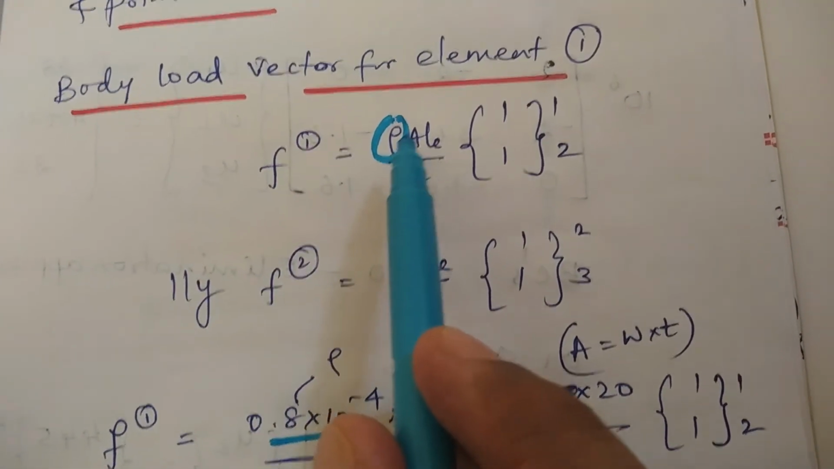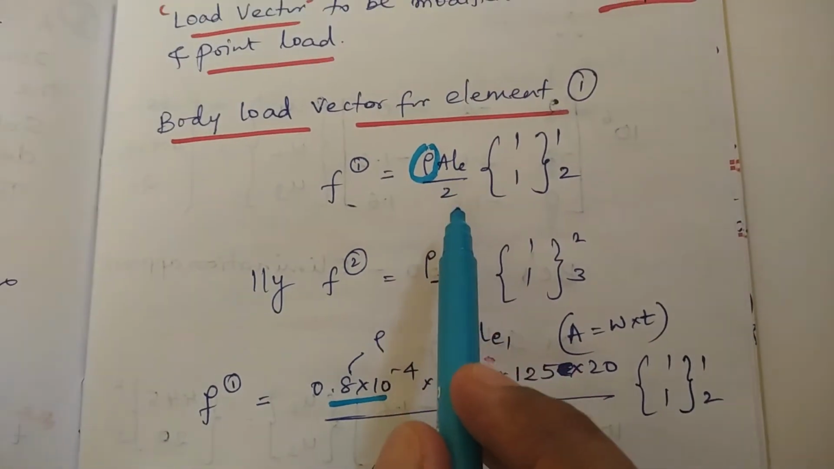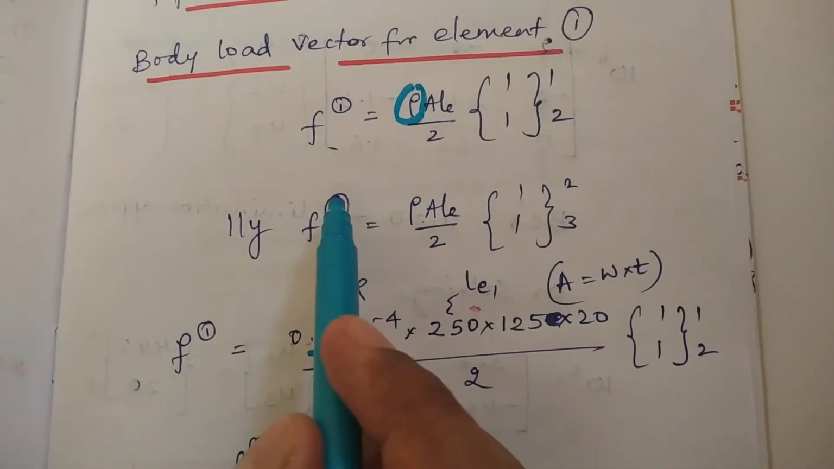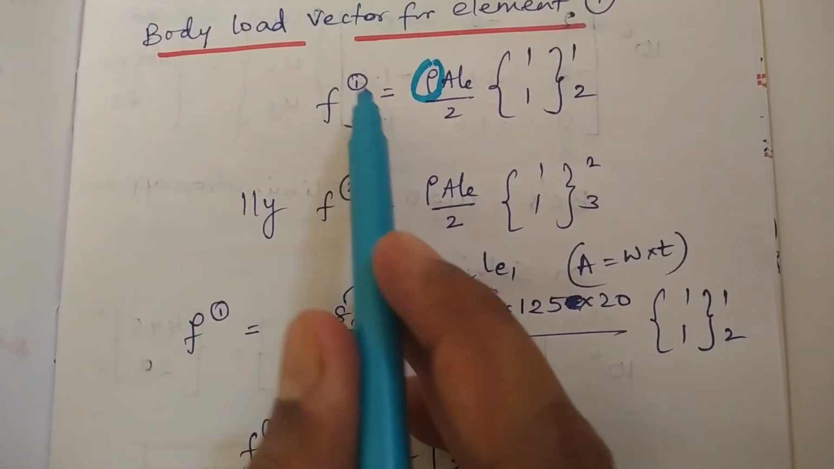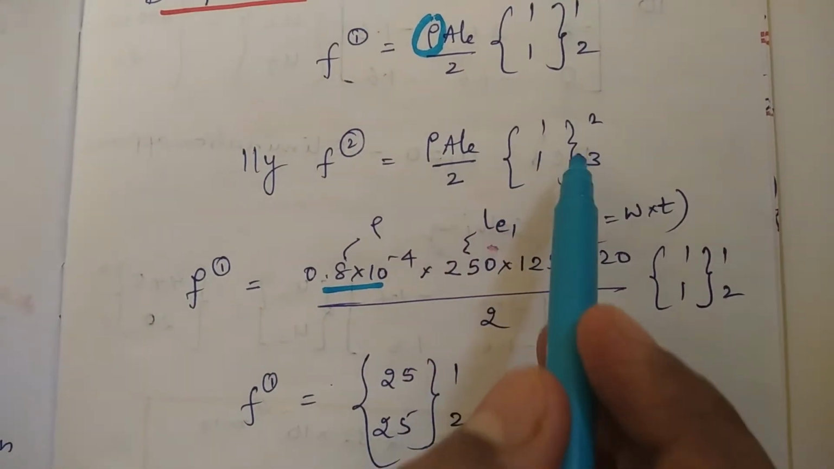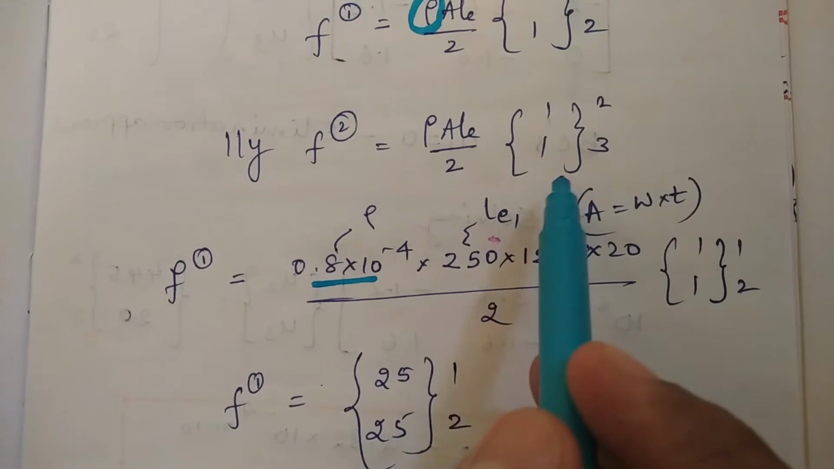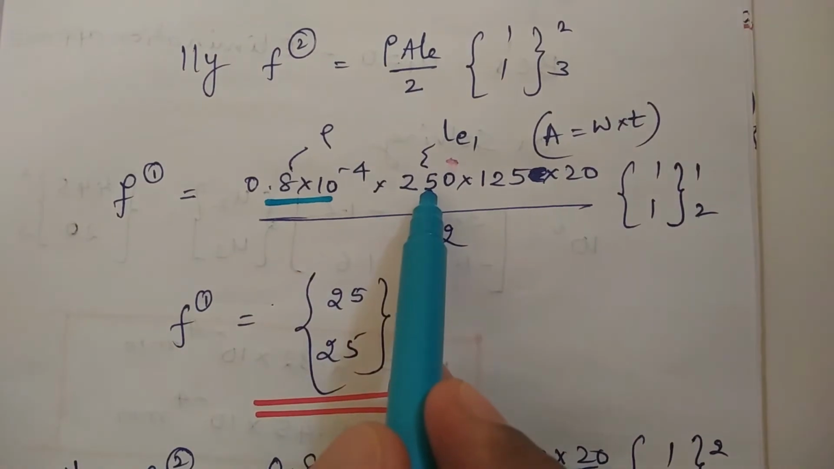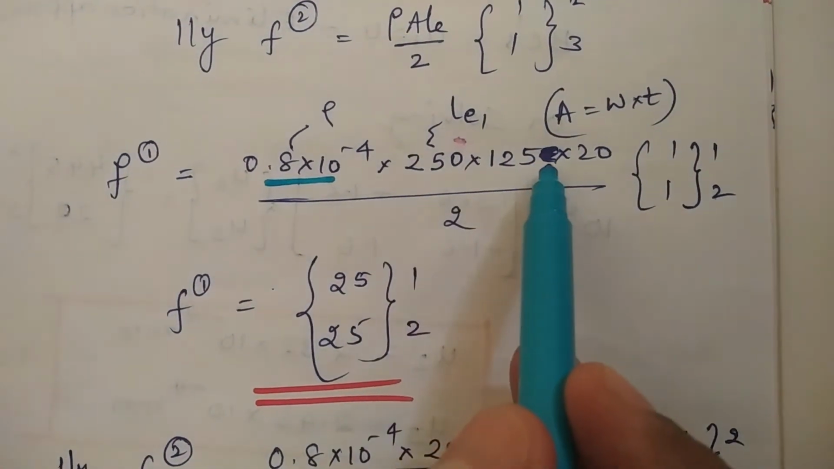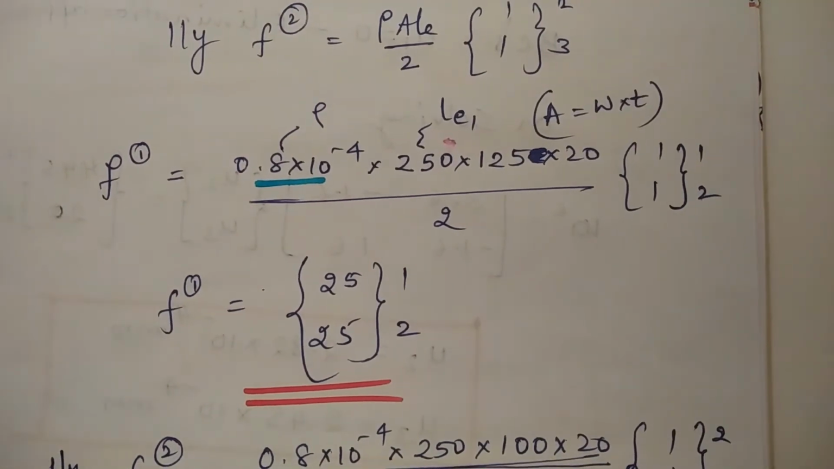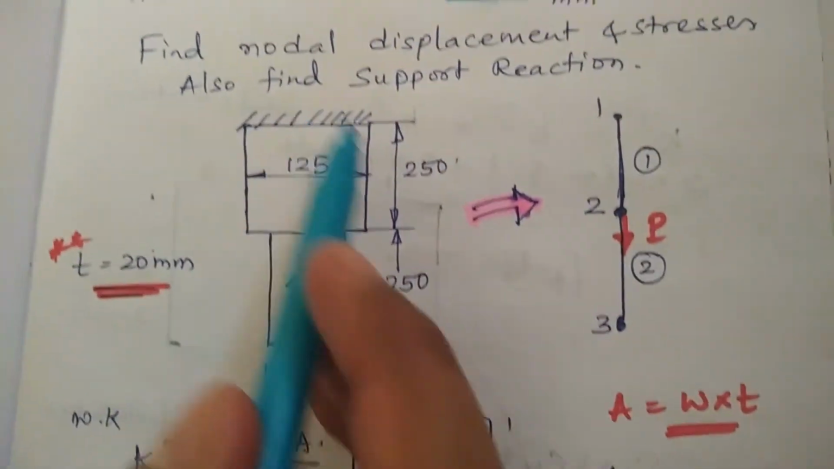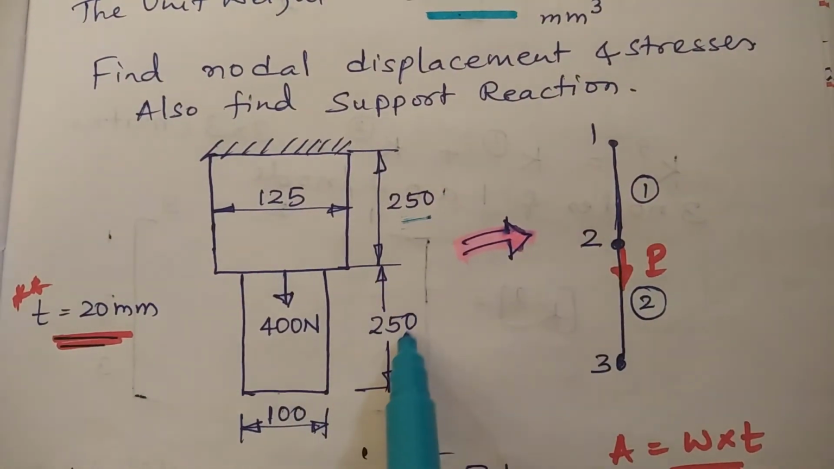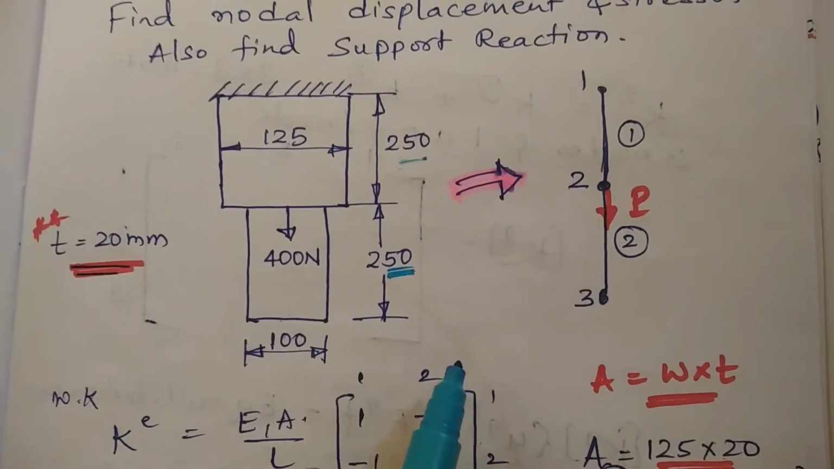Body force in element 1 can be given by the expression rho A L by 2 times 1 1 for element number 1. So whatever I have written with 2 in a circle is for element number 2. Suppose if it is 1, it's element number 1. Rho A L by 2 times 1 1, with connectivity 2 3 for element number 2. Now I will be substituting the values for rho. L for element number 1 is 250, A for element number 1 is 125 into 20. Have a look into it. See the length. Length is equal for both the elements. How much? 250, 250. So it is clearly mentioned. So no need to worry.